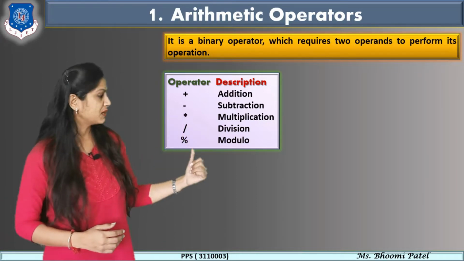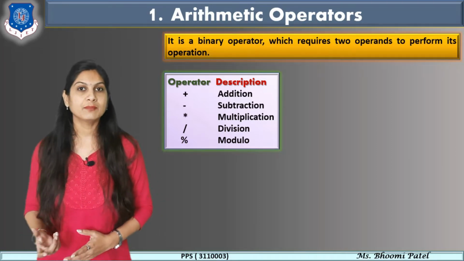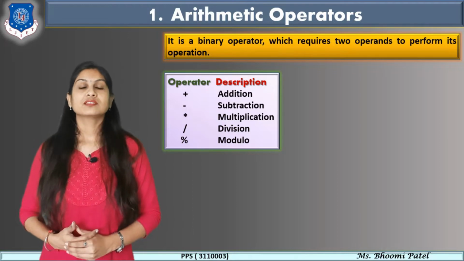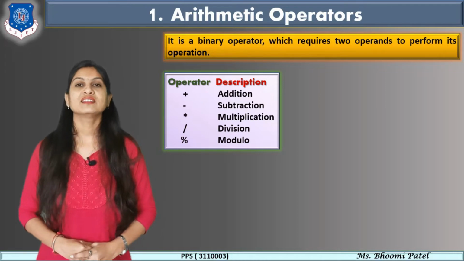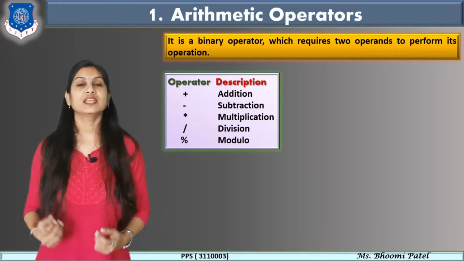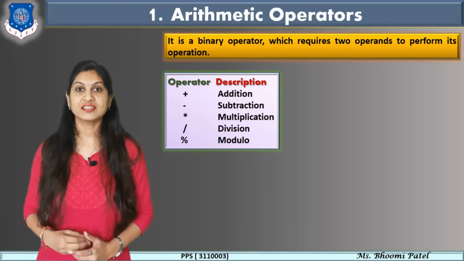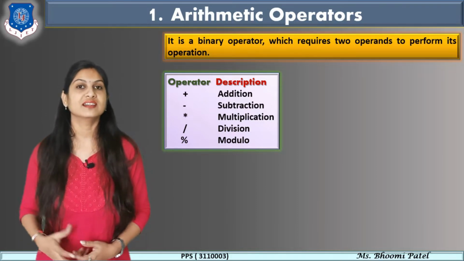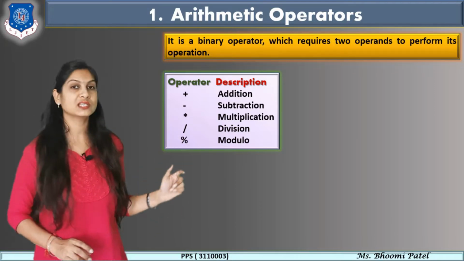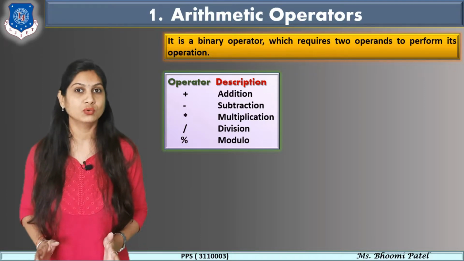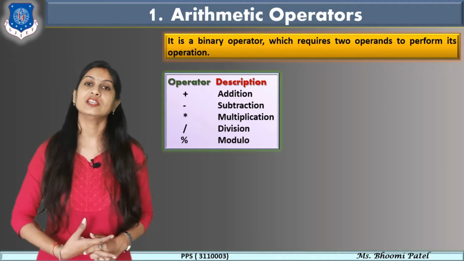Now what is the difference between division and percentage, that is modulo? Modulo finds the remainder. Suppose I write 10 divided by 2, then it gives the answer 5. But if I write 10 modulo 2, then it gives the remainder of that value, and that is 0. You have to remember these 2 things very clearly when you are using slash, that is division, and percentage, that is modulo, in your logic.